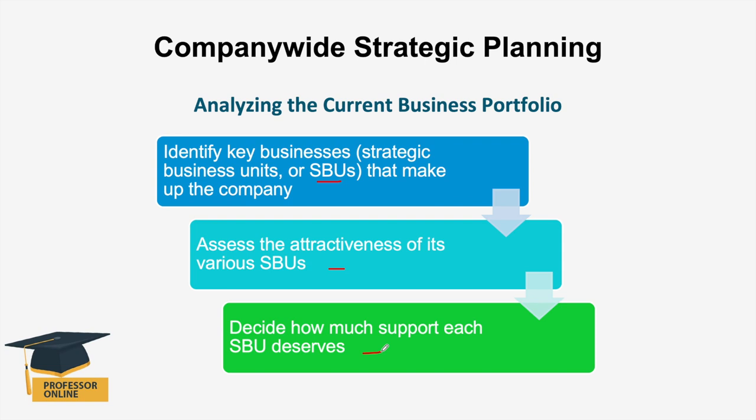For example, BlackBerry has different SBUs, of course, but they were spending money on their mobile phones, even though we feel that BlackBerry's time is over, but they still felt that they had to spend money on their mobile phone division. That did not work out that well for them.